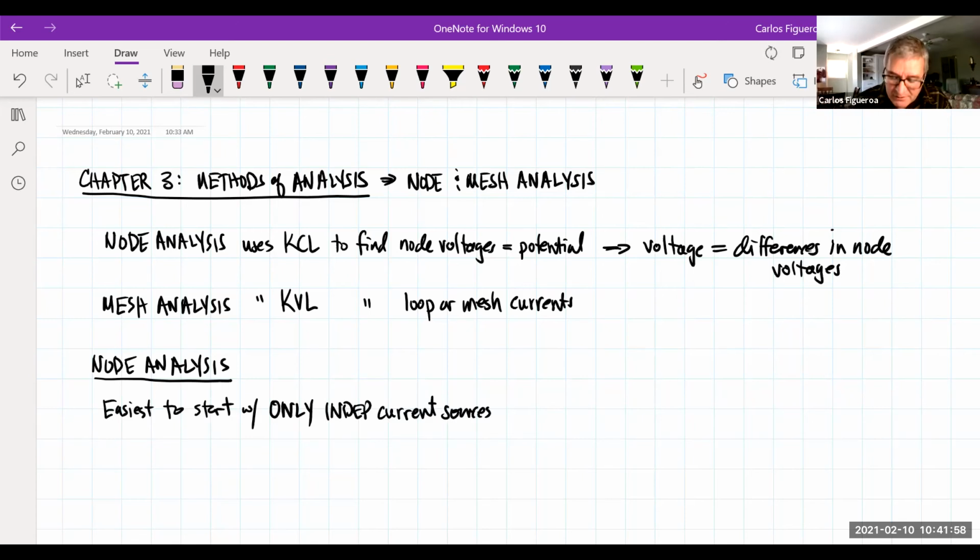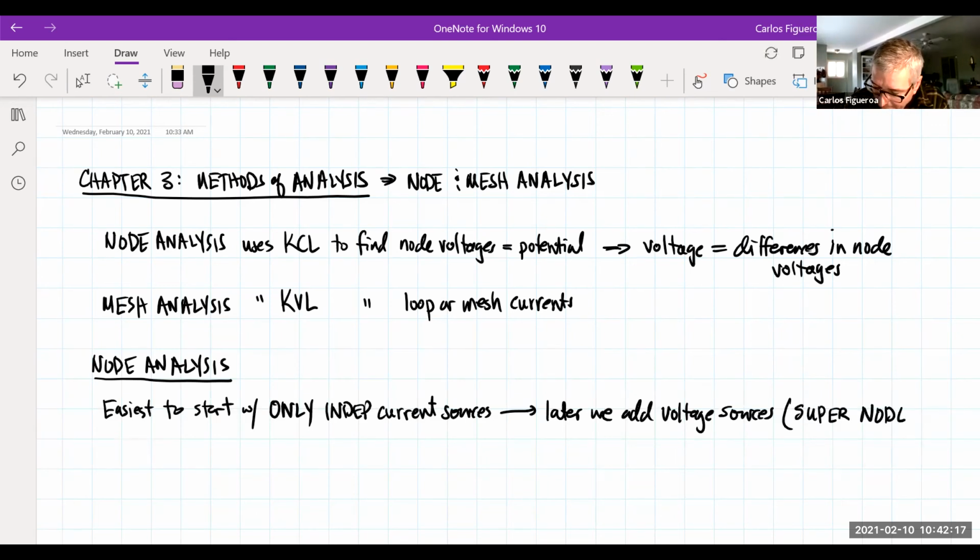And then later we add voltage sources. And when you add voltage sources, we then start talking about something that arises that is known as a supernode. And then later, we add dependent sources, which of course makes things more complicated. So there's a three-step process.